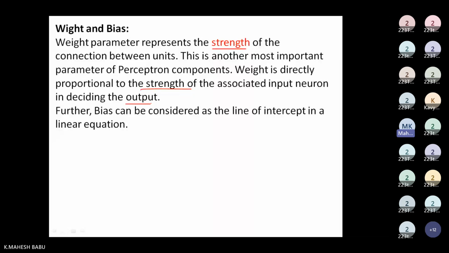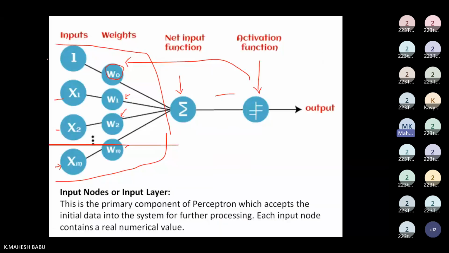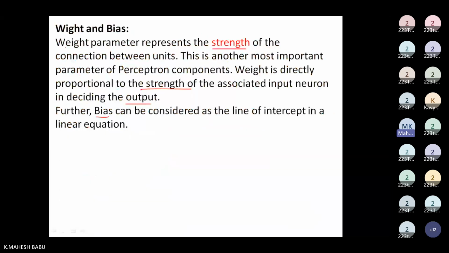Further, bias is the one that in the previous case was one. This is the one we are going to consider. Bias can be considered as the line of intercept in a linear equation. So this is the initial bias value, followed by the input and its weights.